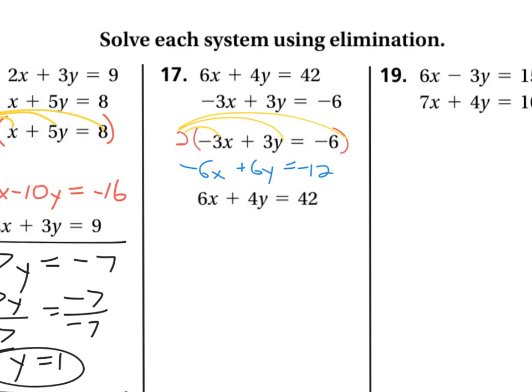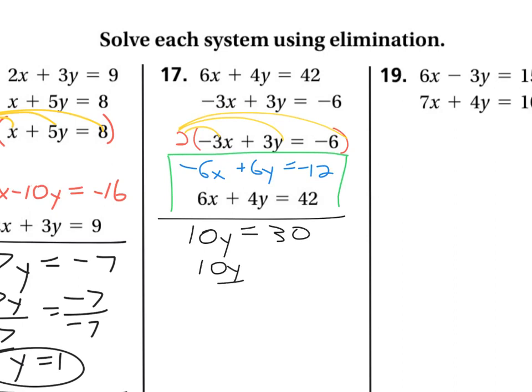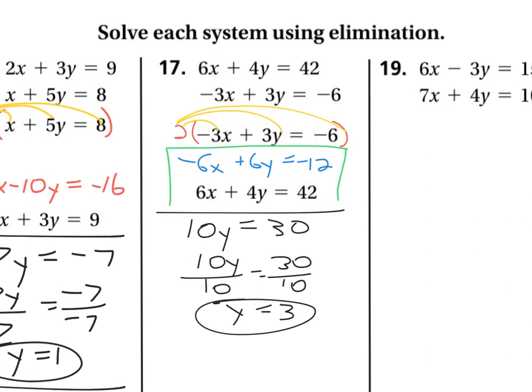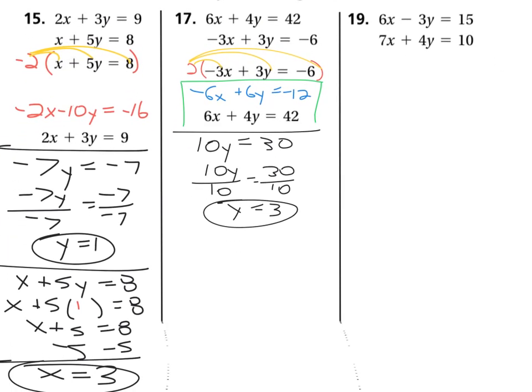Now I can add, sorry about that, now I can add these two equations together. And what do I get as a result? -6x and positive 6x goes away. 6y and 4y becomes 10y equals, and -12 plus 42 equals 30. Now I can say 10y divided by 10 equals 30 divided by 10, y equals 3. I've solved for that variable.